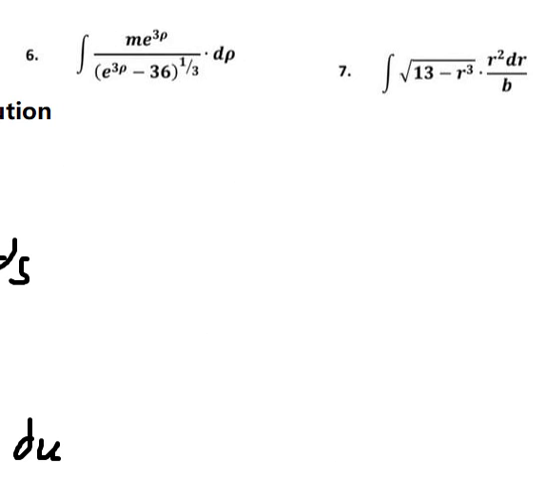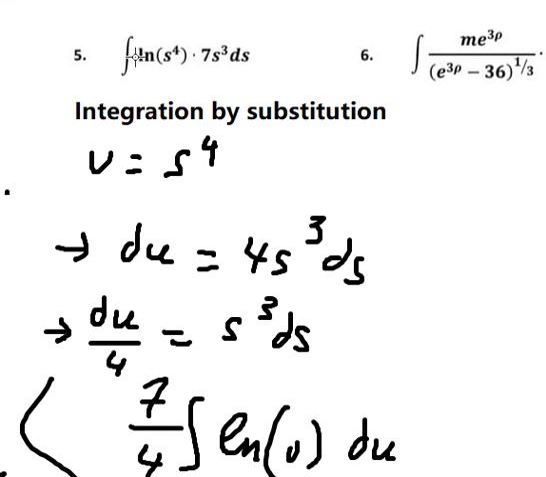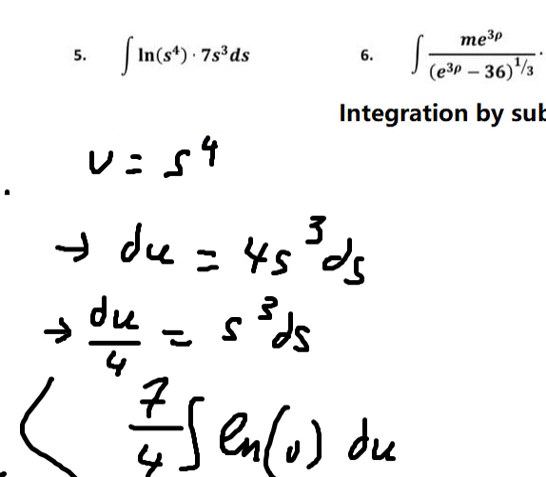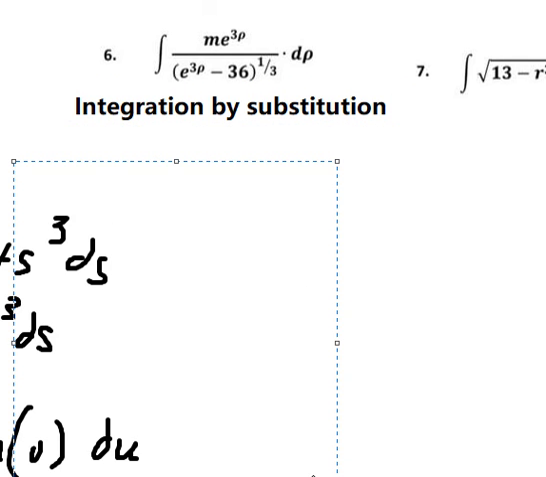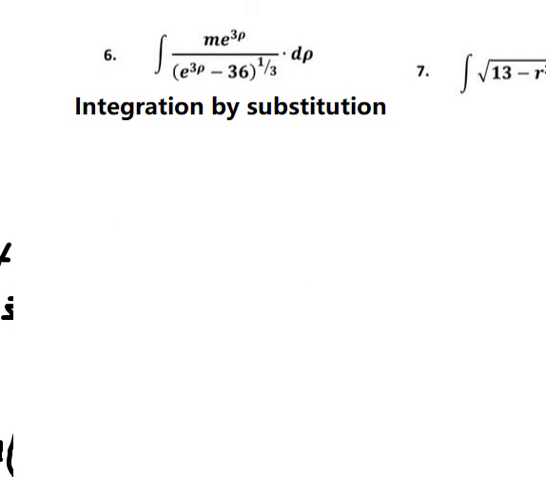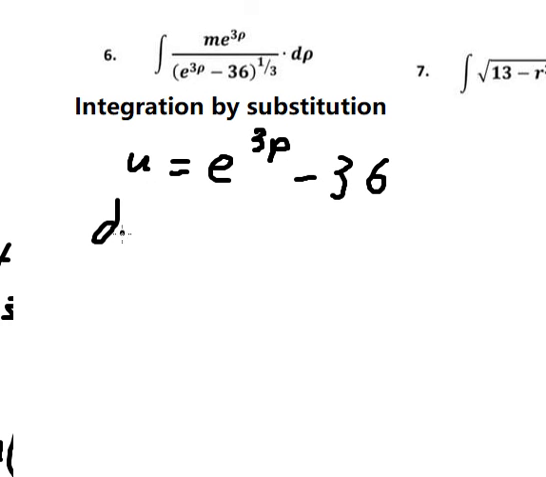Now, let's go to question number 6. We use the same. For this one, I need to put u equals e to the power of 3b minus 36. Later, we do first the derivative for both sides.